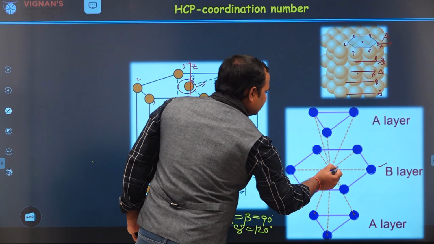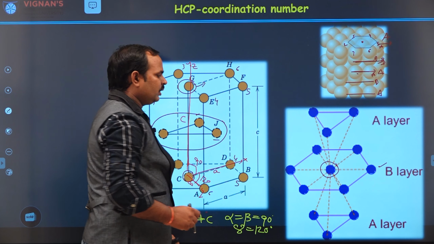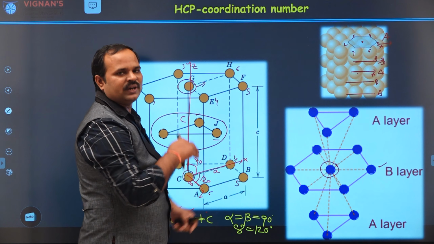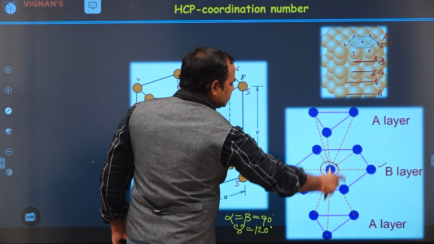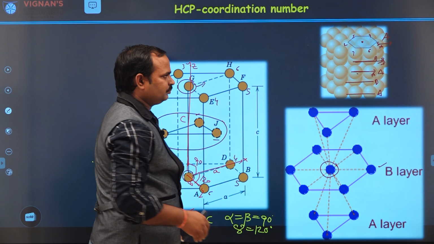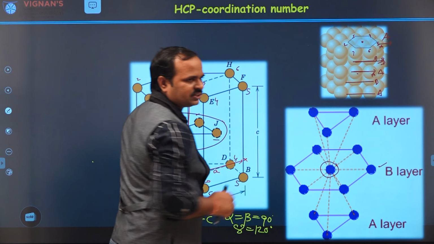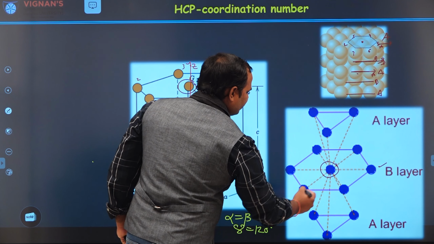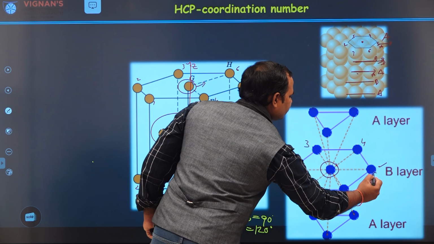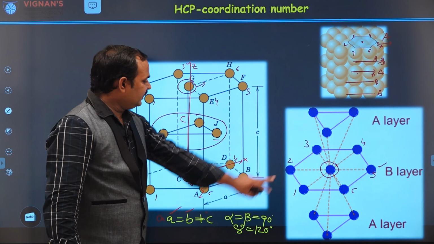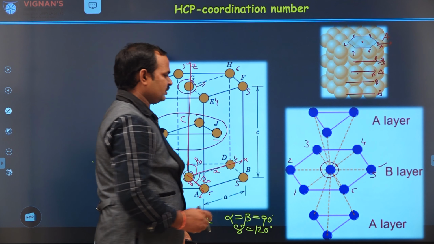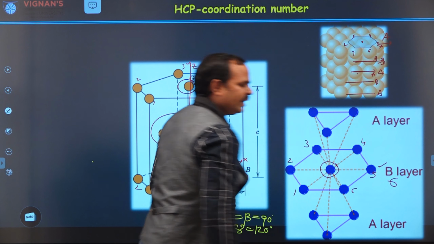Now, let us consider this is our reference atom. Let us find out how many atoms are there with equal distance. In this picture, which is the representation picture, they look separate, but in the real picture they are all in contact with each other. Now, this is one atom, 2, 3, 4, 5, 6. That means in this layer there are 6 atoms at a distance a, the lattice parameter.